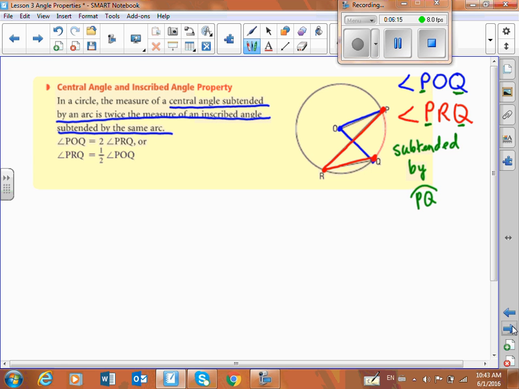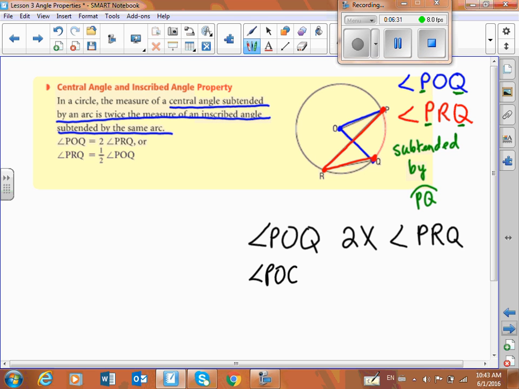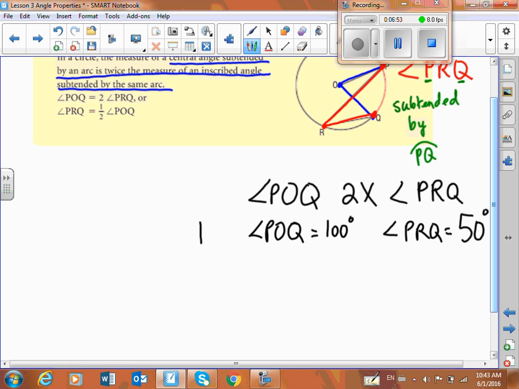Now, the relationship will be angle POQ is 2 times the size of angle PRQ. So if angle POQ equaled 100 degrees, what would that make angle PRQ? Okay, so angle POQ is the bigger angle. It's 2 times the size of PRQ. So that would make PRQ have to be 50 degrees. Okay? So that was a what if.